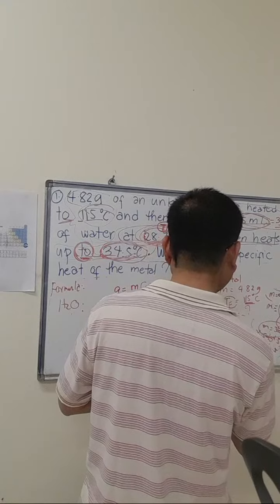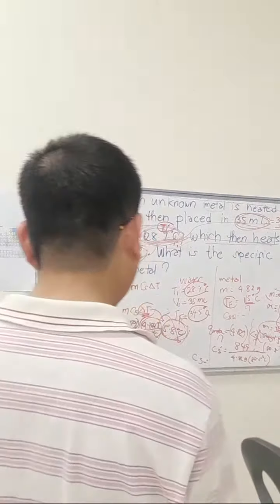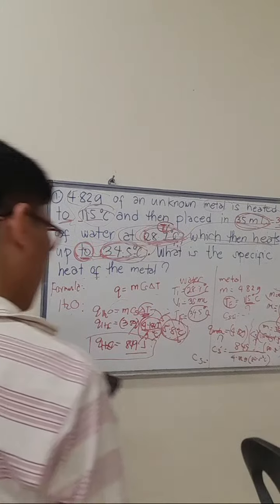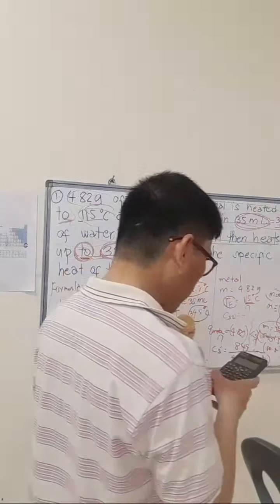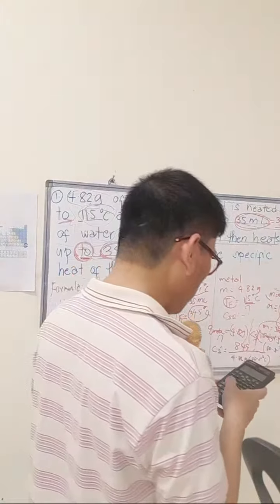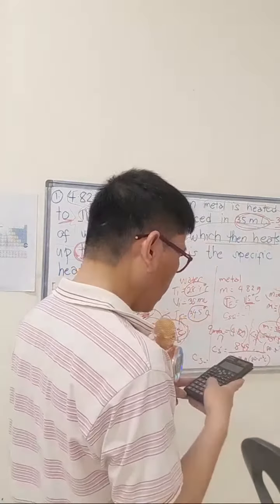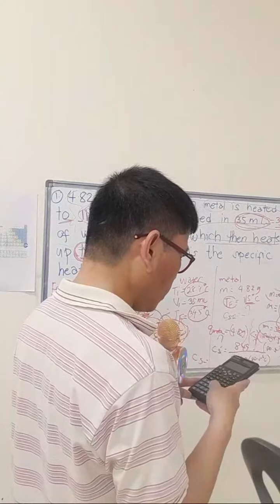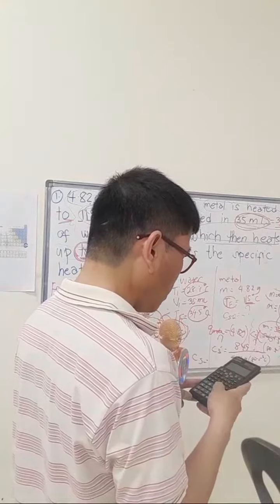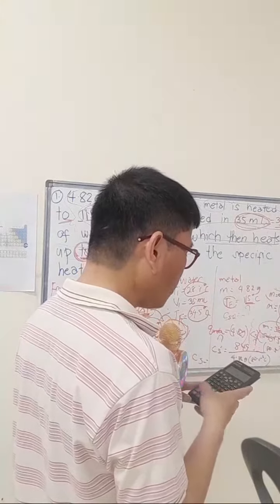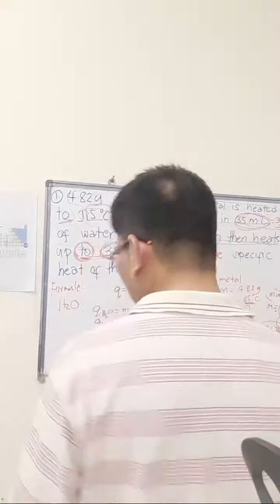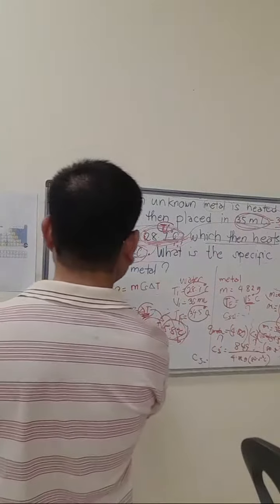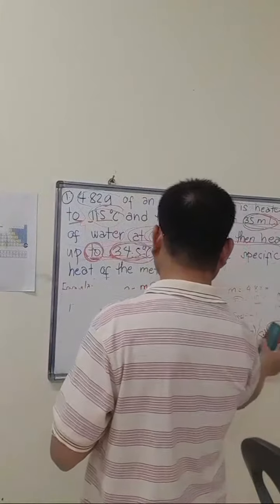So what is your specific heat capacity, or specific heat? 80.5 times 4.82 is equal to 388.01. So 849 divided by 388.01, we have 2.19. Okay, 2.19 is our specific heat capacity of the unknown metal.